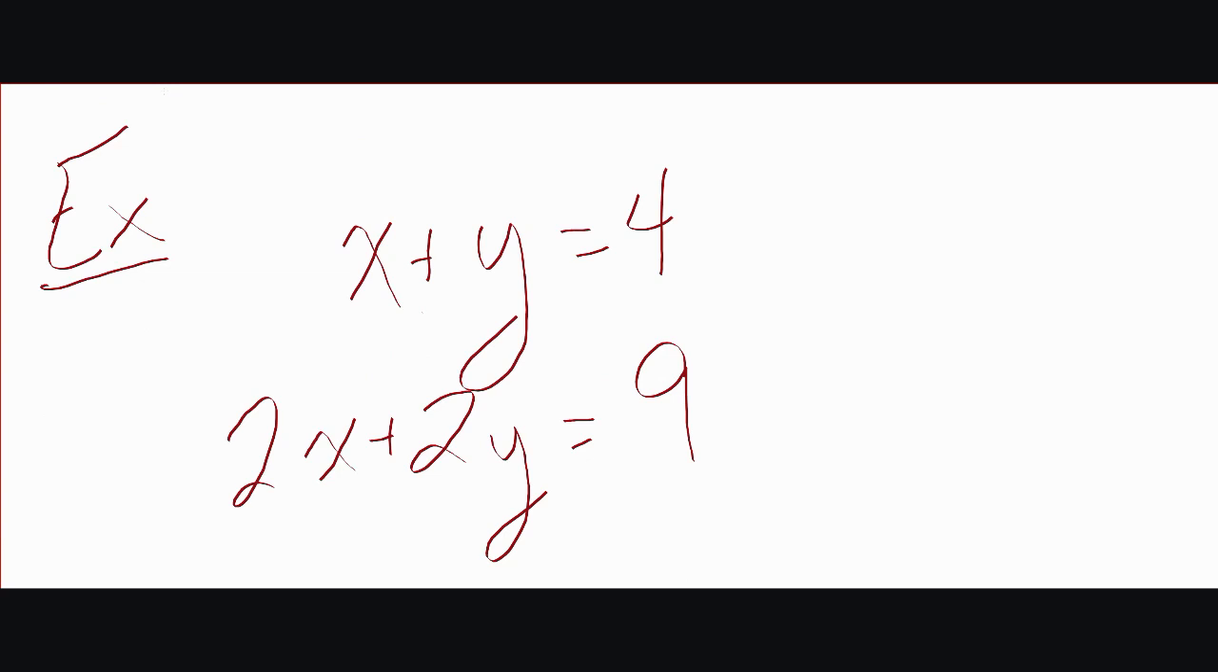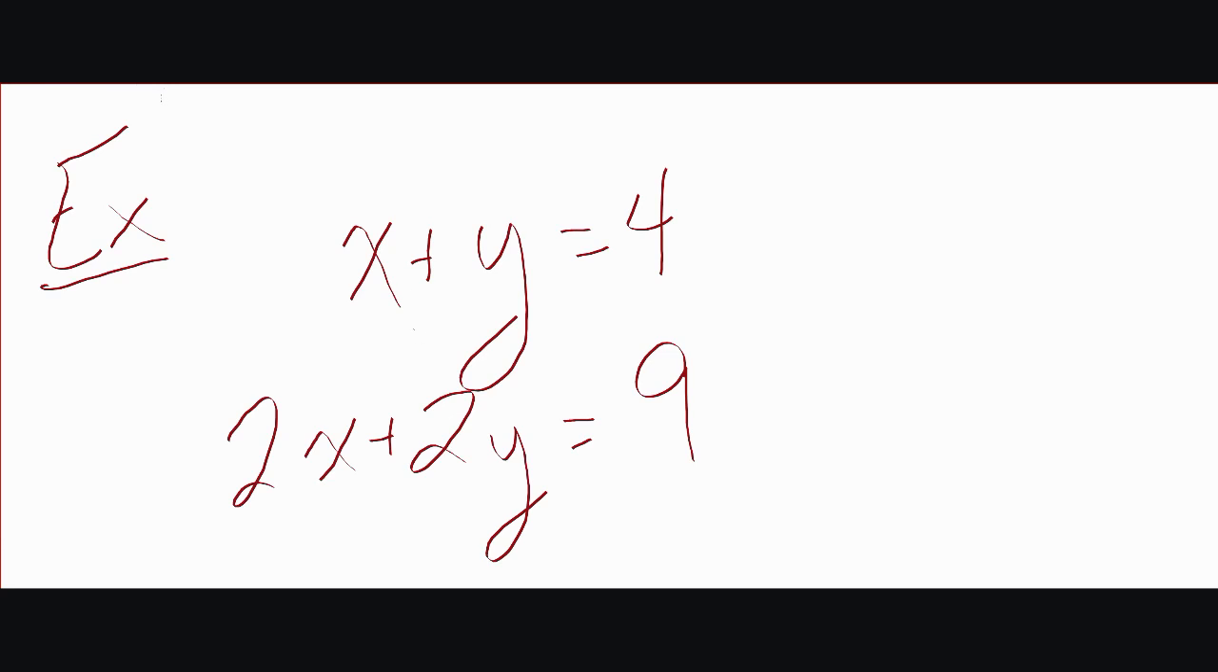So here is an example that we're about to work with now. x plus y is equal to 4 is our first equation. Our second equation is 2x plus 2y is equal to 9. So remember, substitution is a method where we use one equation, solve for one of the variables, plug that information into the other equation, find a numerical value for a variable, and then go from there. So let's talk about how we can do that right now.